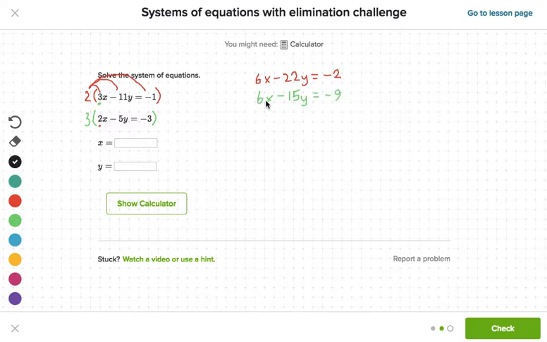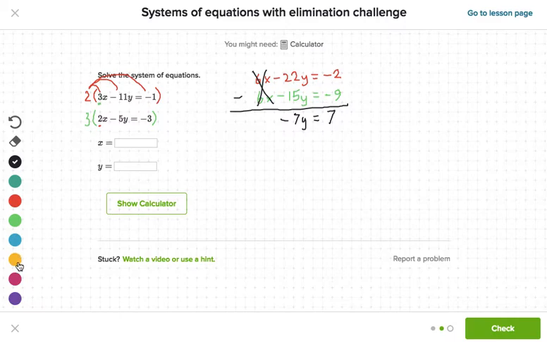Here we go. Let's subtract these. As you can see here, they're the same sign on them, so we need to subtract. That cancels this out. 22y minus 15 is the same as saying 22y minus negative 15, which is the same as saying negative 22y plus 15. So that, of course, is negative 7y. And the same deal here, negative 2 minus negative 9 is, of course, positive 7.